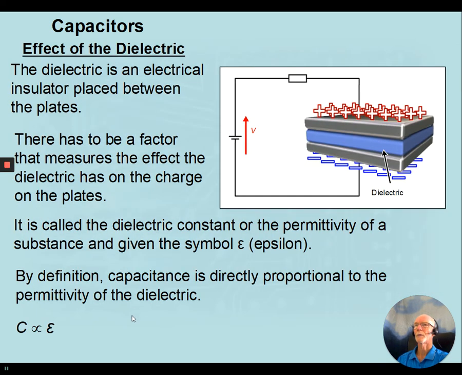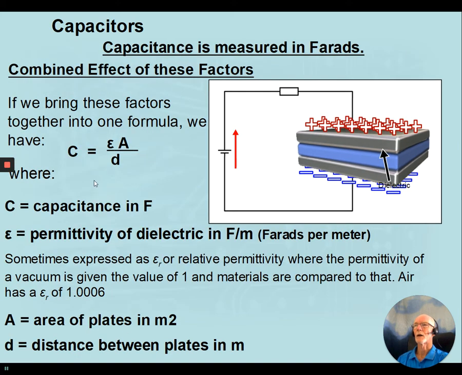And permittivity is a number. It's just given a number. It doesn't have any units, and it is normally related to a vacuum, which is given the number 1, and everything else is compared to that. It's either better or worse than a vacuum. So the total capacitance is found by the formula permittivity times the area divided by the distance.